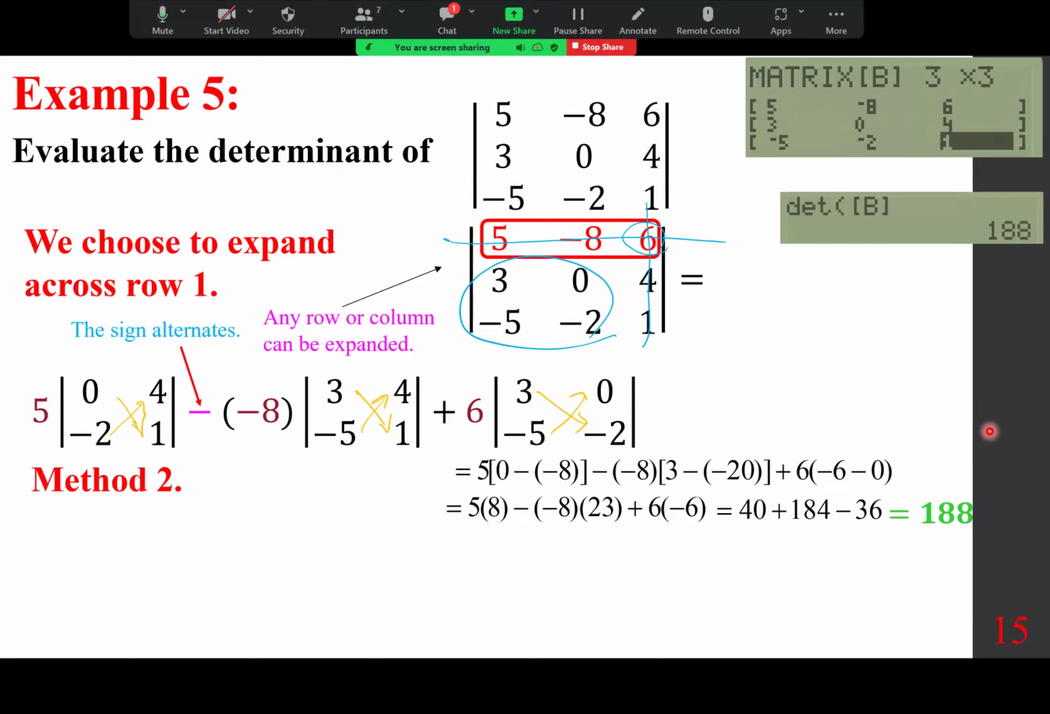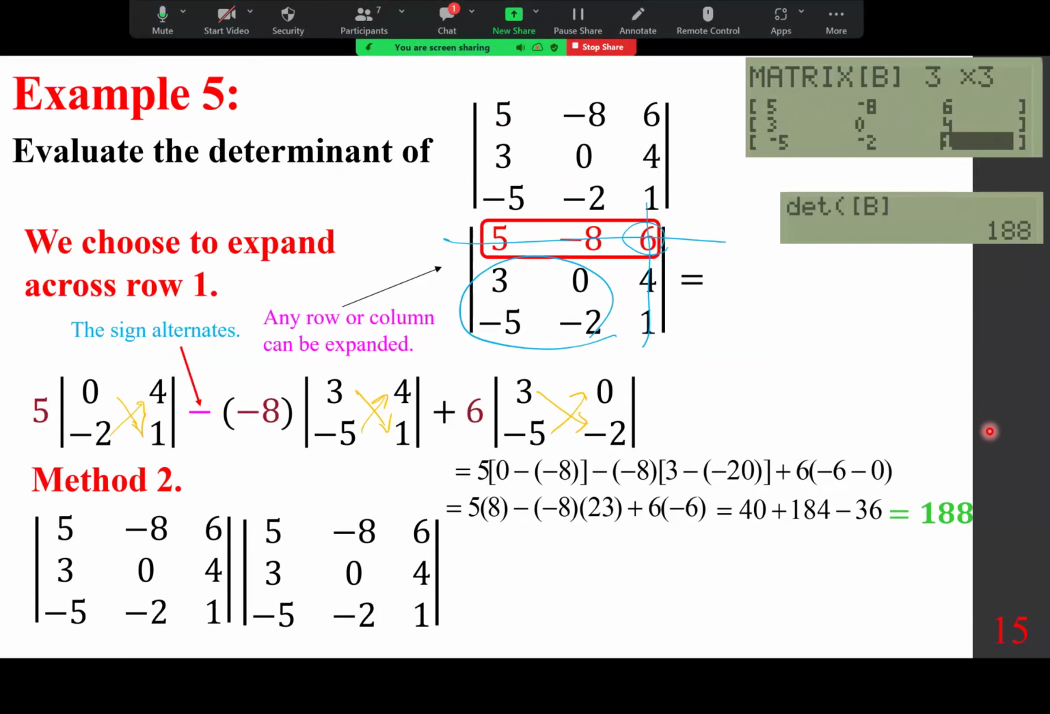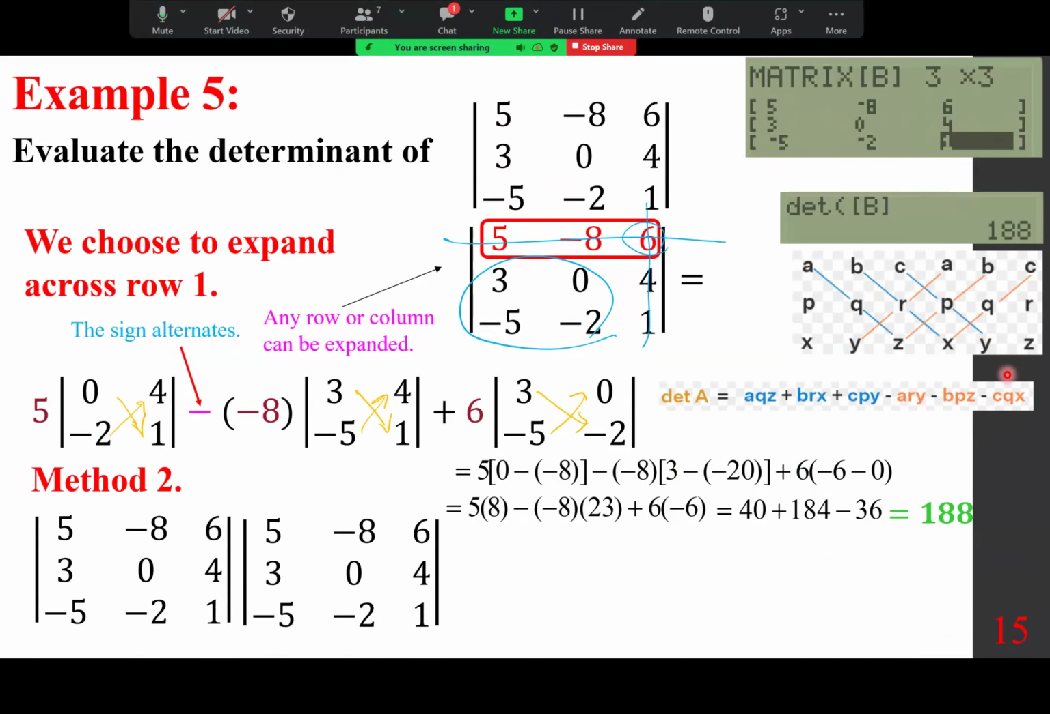Or we can do the second method. I want to quickly show you. Remember what I said? I remind you that we go with these arrows, 3 arrows down. Start from the very first entry, go diagonally down. Which makes it 5 times 0 times 1 plus -8 times 4 times -5 plus 6 times 3 times -2. That's the diagonal blue one.